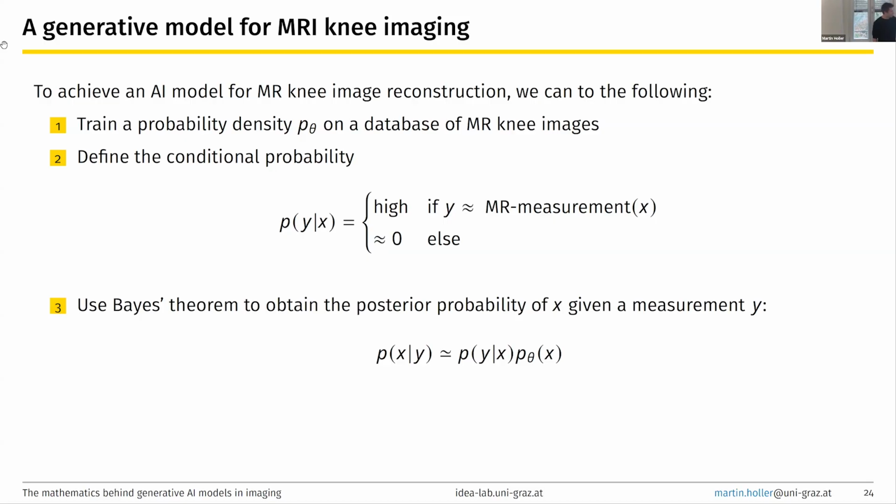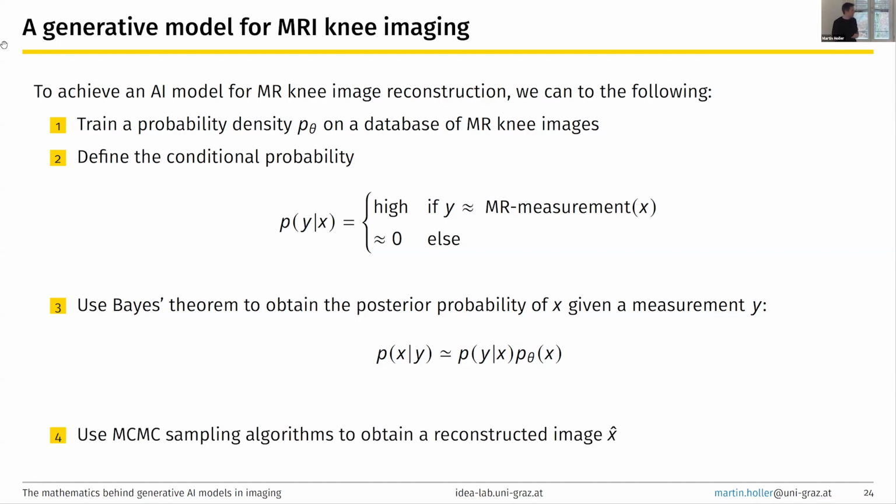So we look at the probability we actually want, the probability of the image given the measurement, and we turn it around into the product of the probability of the measurement given the image, which we can model, and the probability of the image that we can parameterize and learn. And as I said, this factor that doesn't depend on X doesn't matter for us. And then we can use sampling algorithms to actually reconstruct the image.